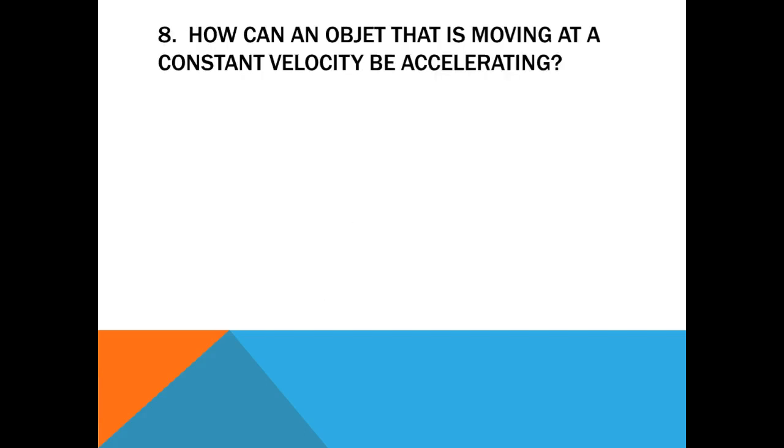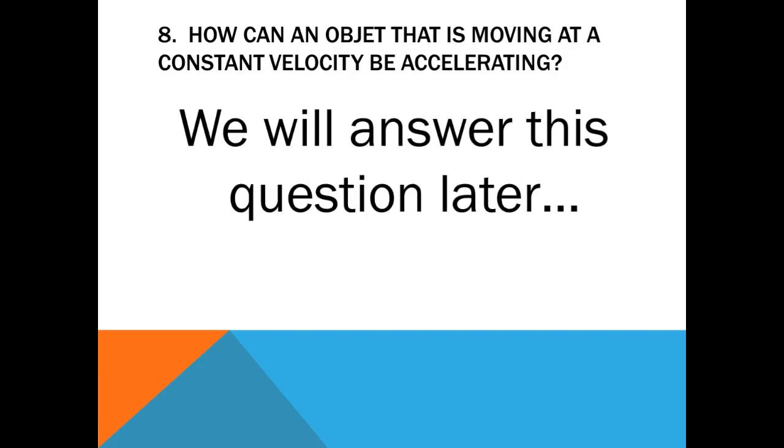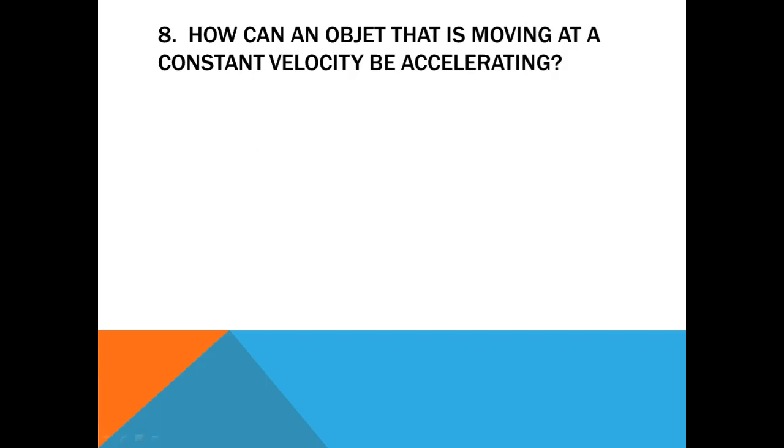How can an object that's moving at a constant velocity be accelerating? Remember, if we cut that string, that car would drive off tangent to the curve at a constant velocity. However, it's constantly changing directions. Changing directions is one of the 3 types of motions we see in acceleration. Acceleration can speed up, slow down, and change directions.